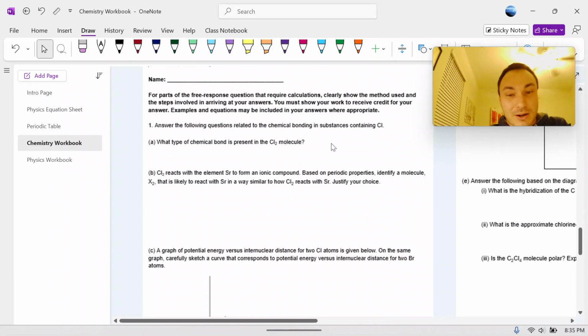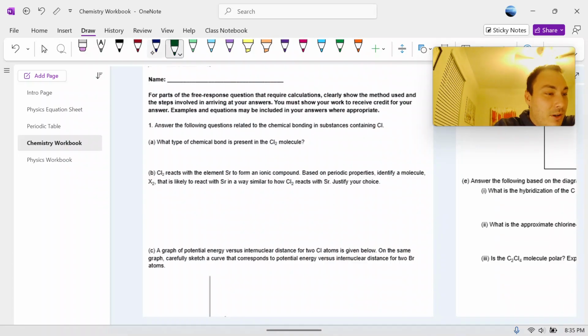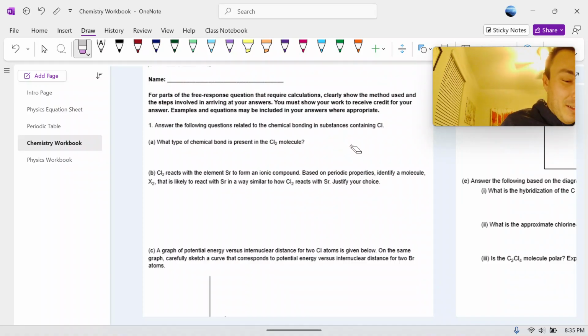So we are going to tackle the FRQs now. What color are we feeling? Let's do a red. Sure, red. We're probably going to have to fix this. Yeah, we are.